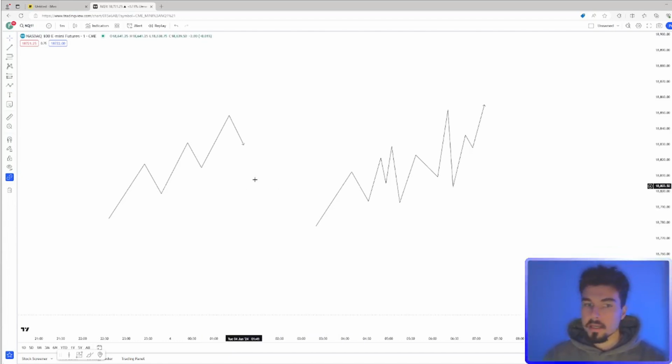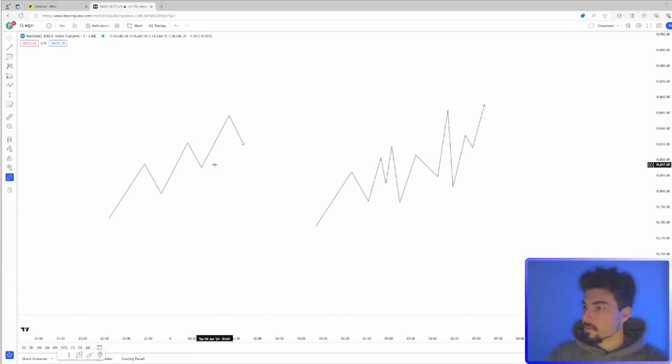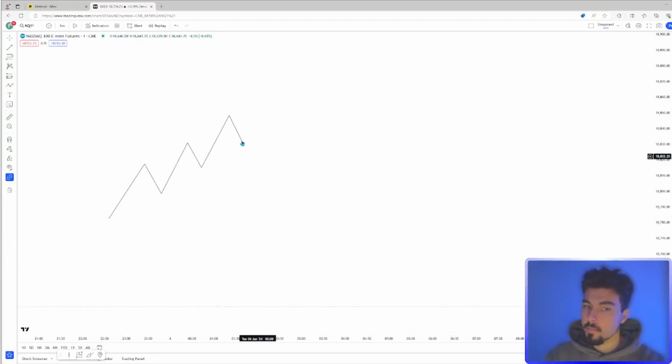But what I'm trying to get at here is, on this left-hand side, each of these swing highs have been swept, right? Each of these swing lows haven't been swept. On the right-hand side, the swing highs have been swept, but some of these swing lows have also been swept as well. So this case, in my opinion, is better than this case. And the same applies for a downwards trend, right?